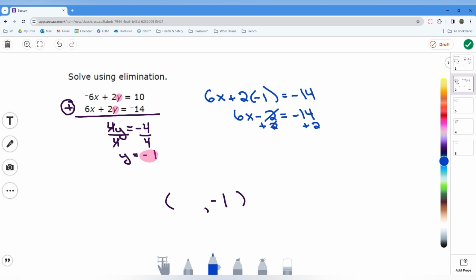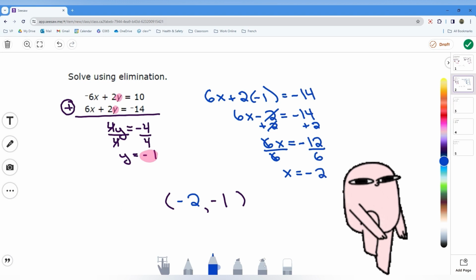That will cancel this out, leaving me 6x equals negative 12. Last step of my two-step is to divide by 6 so that I can get x by itself. And so x equals -2. Now we have found the x value in our ordered pair of our solution.